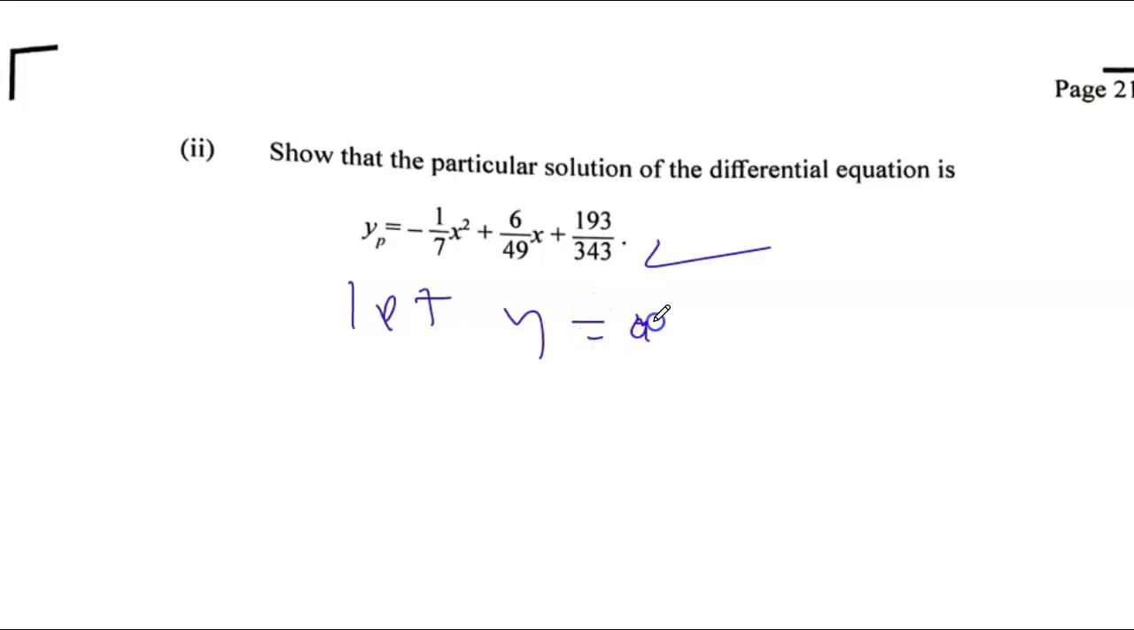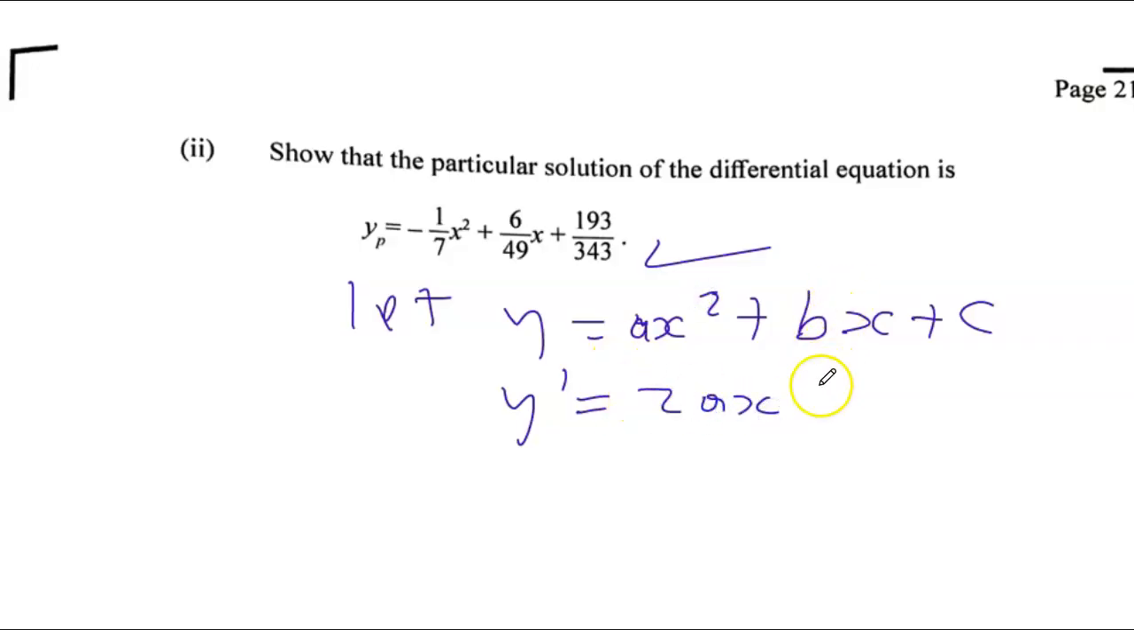ax squared plus bx plus c, which means y prime, that's the first derivative. Differentiate ax squared, multiply by the x power, you get 2ax. Differentiate bx, you will get b. Differentiate the constant, you will get 0. The second derivative, differentiate 2ax, you will get the constant 2a.